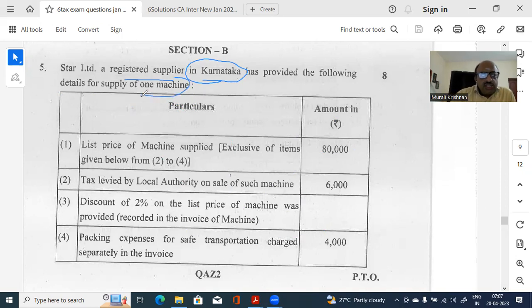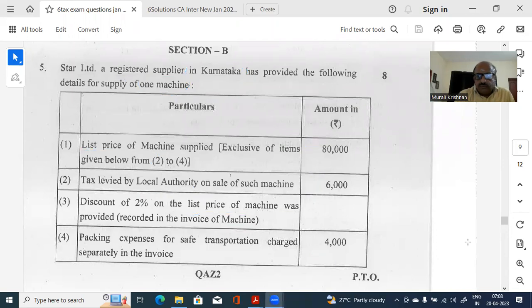They are talking about only one machine. How is the value? Machine list price is 80,000, exclusive of items given from 2 to 1. Tax levied by local authority, 6,000. This is where valuation principles come in. Discount 2% on the invoice, recorded in the invoice of the machine itself. Packing is 4,000. These are some of the things that they have given.